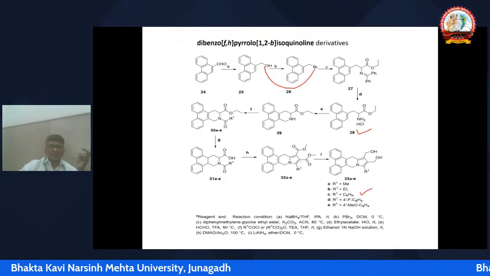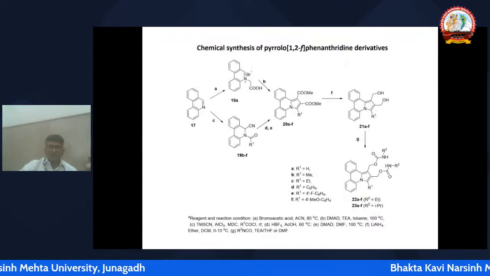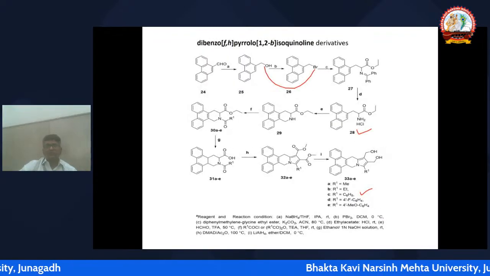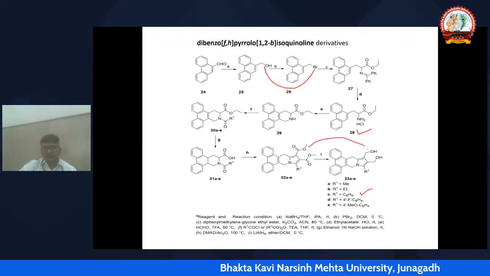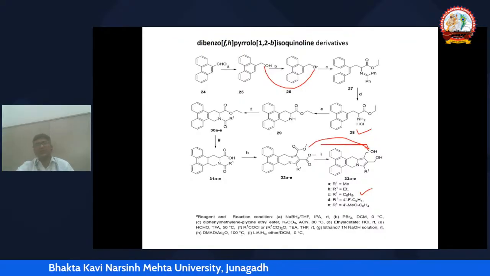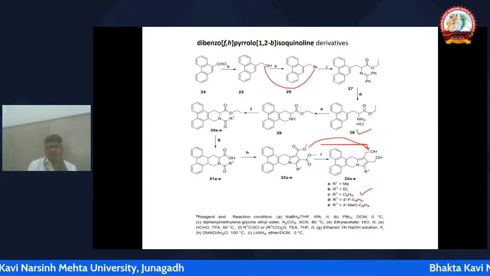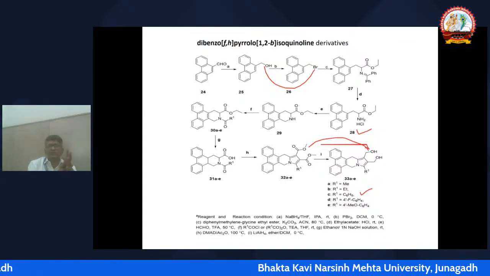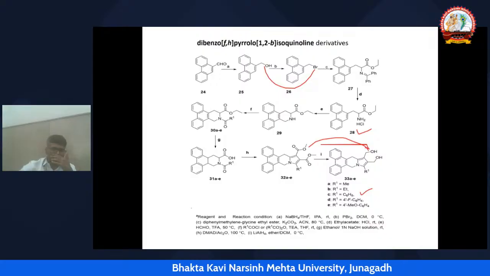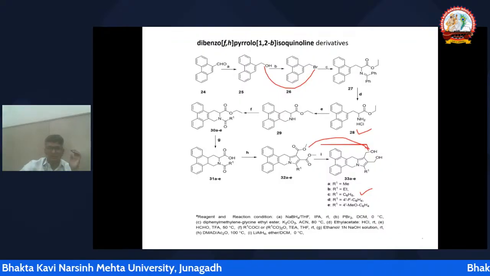Now again, similar to this earlier mechanism, this diester is converted into the diol by the reduction with lithium aluminum hydride in ether and dichloromethane. So we have synthesized these 5 molecules. In this we have taken methyl, ethyl, benzyl as well as substituted benzene derivatives.